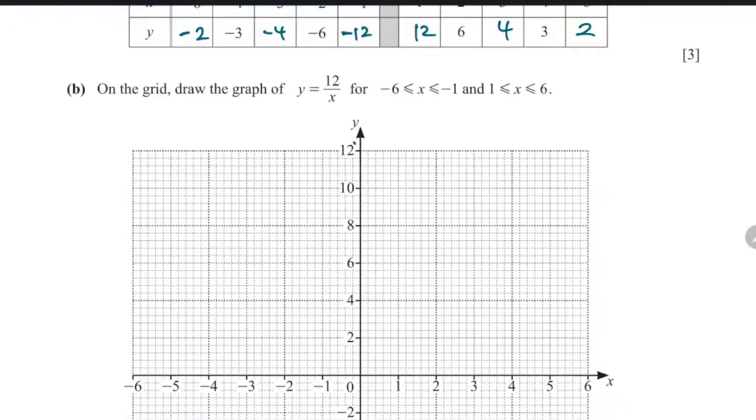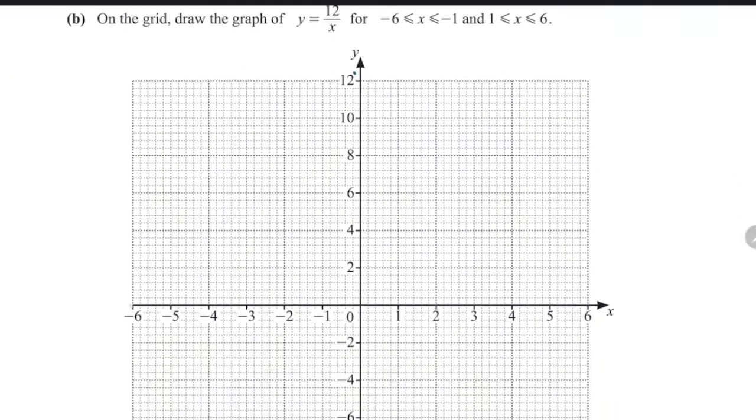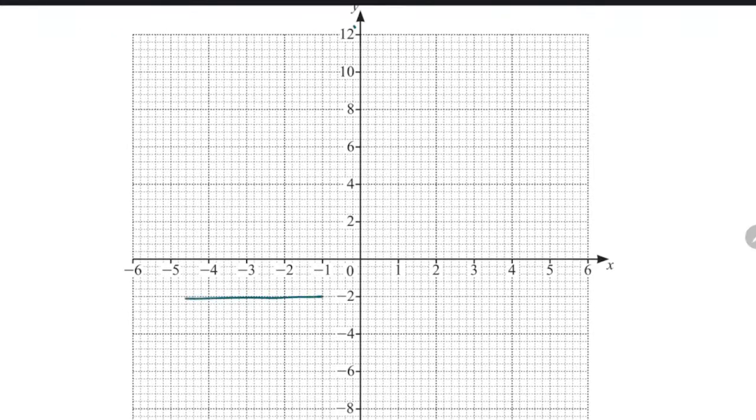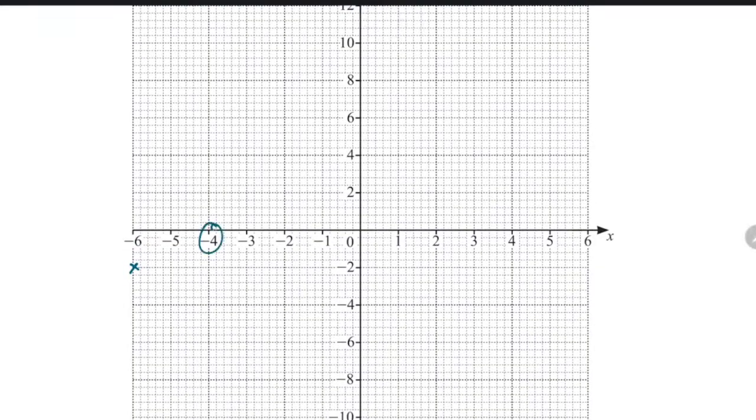Are we together? So you go where x is minus 6 and y is minus 2, which is here. Where it meets minus 6, this is where you put a star. When x is minus 4 and y is minus 3, which is 1, 2, here. Do you understand? So you'll be just putting them, then you join them, okay? That part is easy, right?